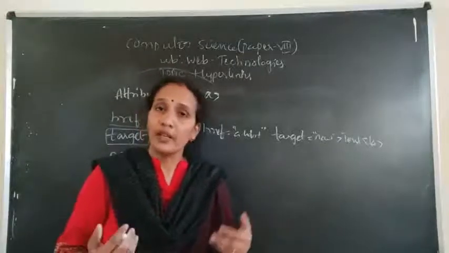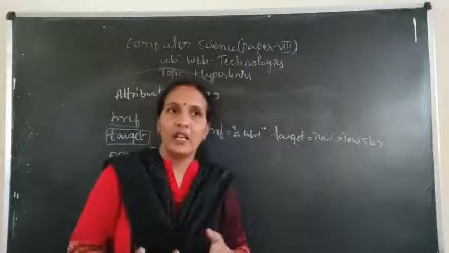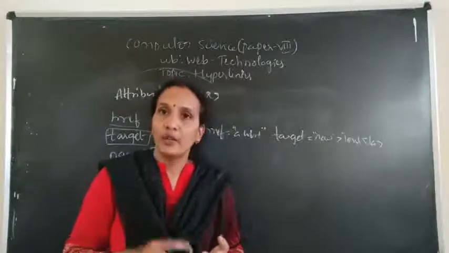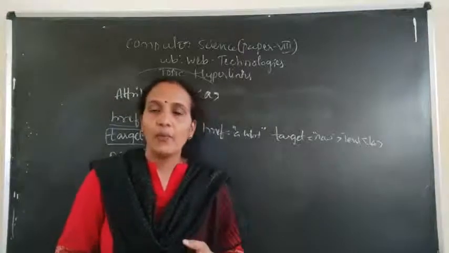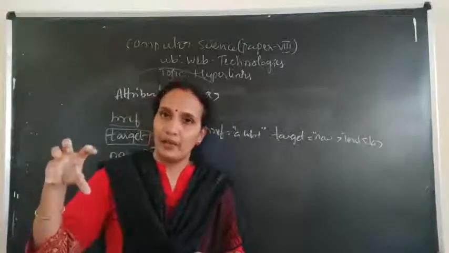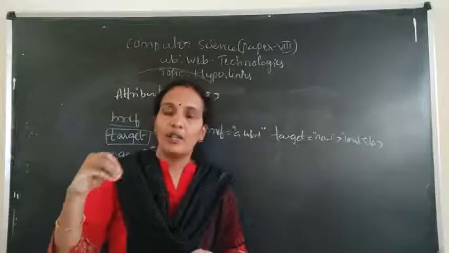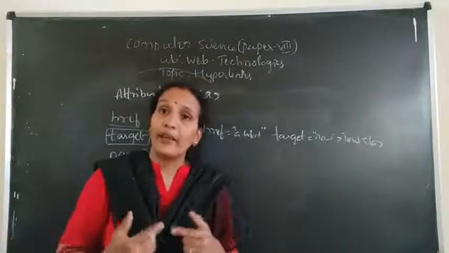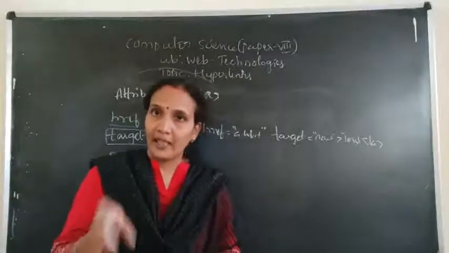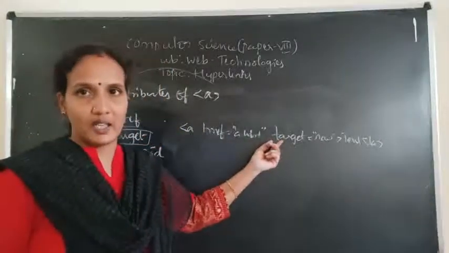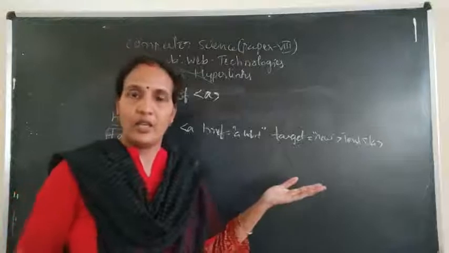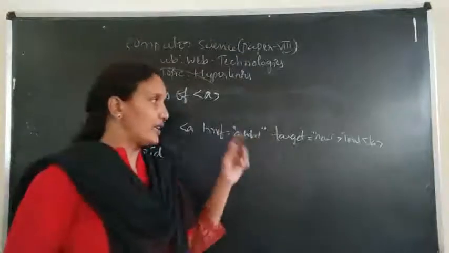Here you can give different targets: self you can give, new you can give, parent you can give, like that. So when the user clicks on the hyperlink, a document will open, but where the document will open is decided by using the target. That is the next attribute. This is also extra information. Understood? This is the target.